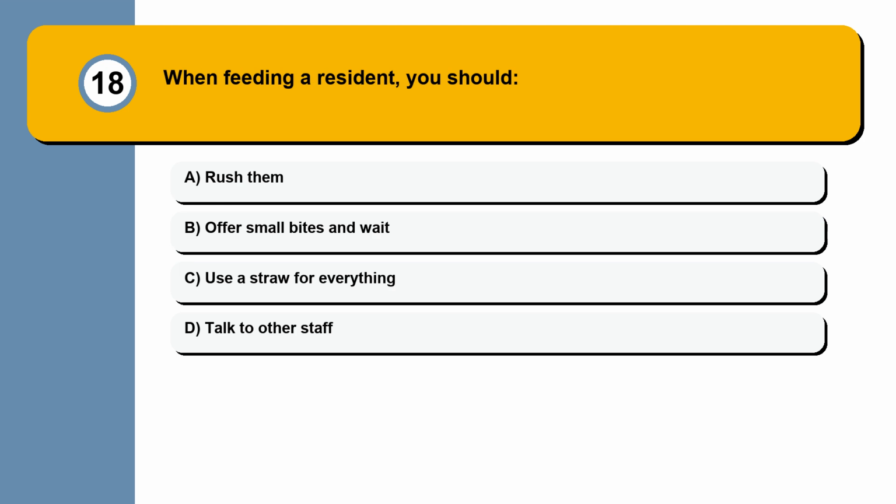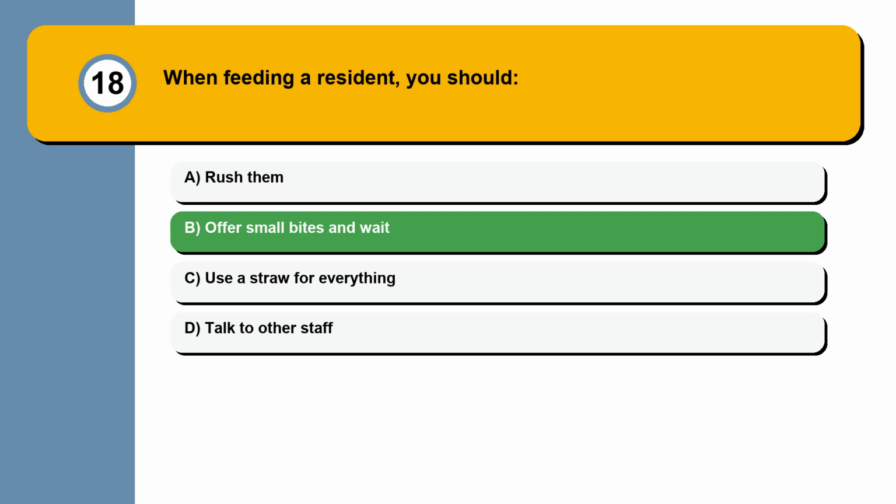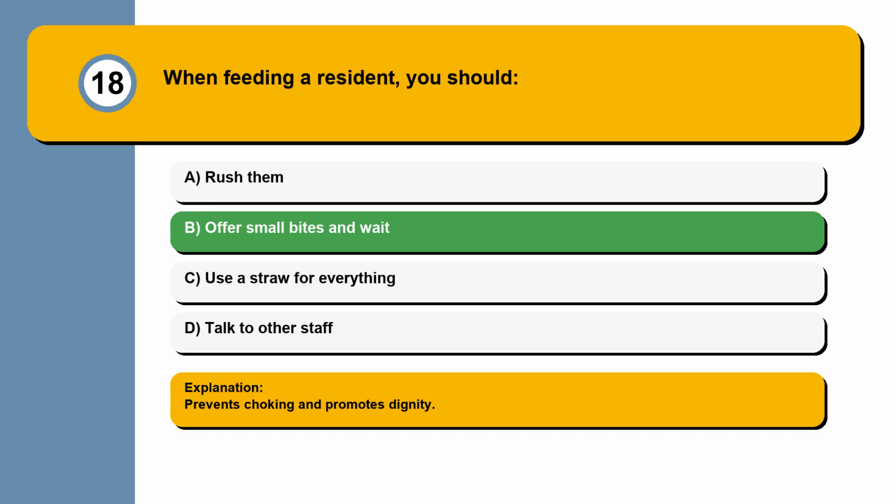Question 18. When feeding a resident, you should rush them. Offer small bites and wait. Use a straw for everything. Talk to other staff. Offering small bites prevents choking and promotes dignity.